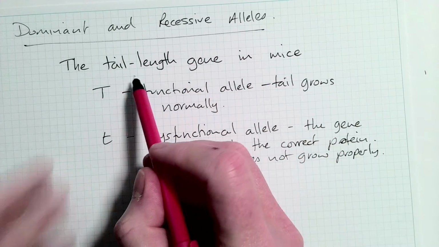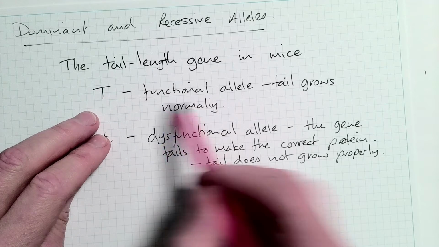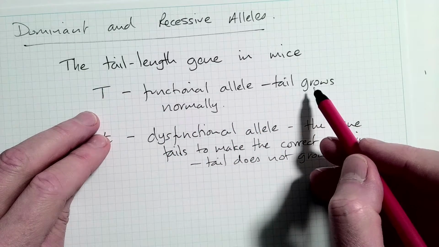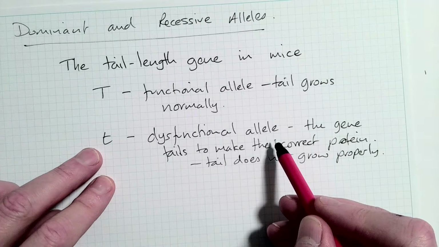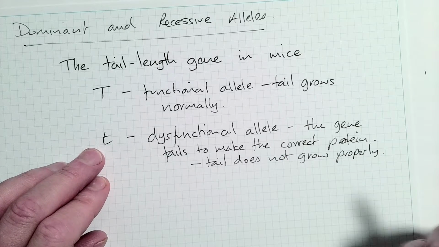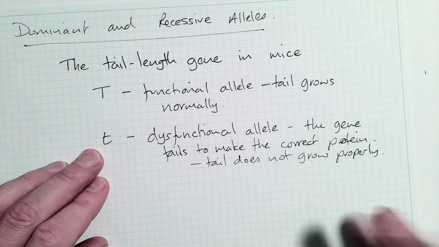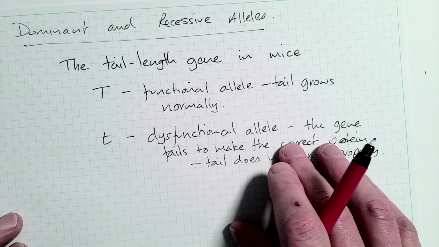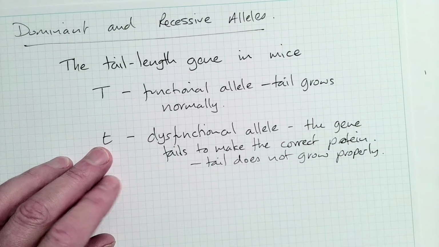Dominant and recessive alleles, the tail length gene in mice. Big T, we just call it big T. That's the allele that's functional, and it makes a normal protein and the tail grows normally. Little t is dysfunctional. It doesn't make the normal protein. The protein is a slightly different shape. The tail doesn't grow well during development. And so this has the potential to produce mice with short tails.